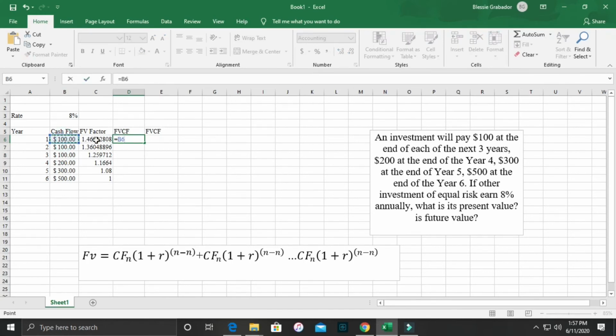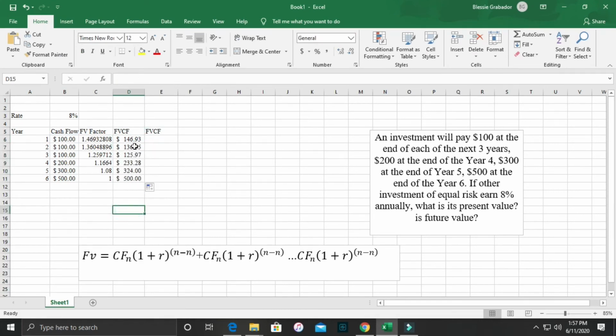and the future value, asterisk for the sign of multiplication. So we have now 146.93. So jot this down. So we have now 136.05 for the second year, 125.97 for the third year, 233.28 for the fourth year, 324 for the fifth year, and $500 for the sixth year. So we have to sum this up.